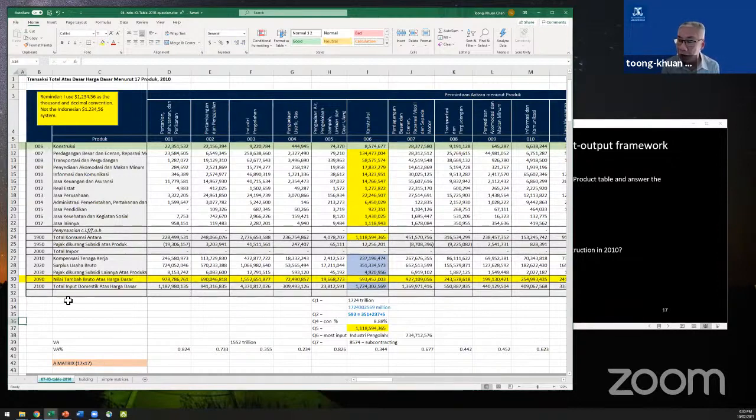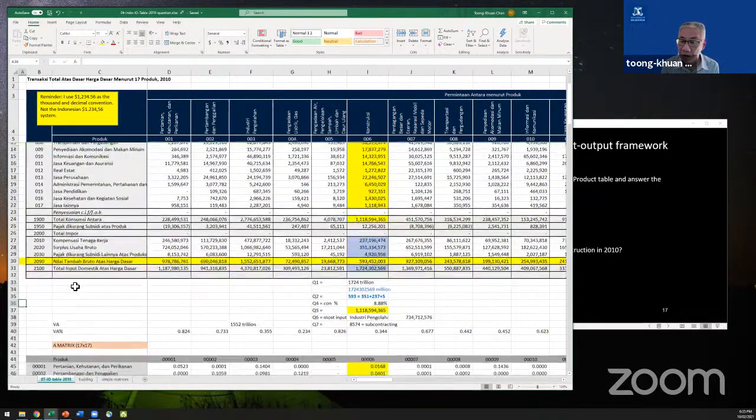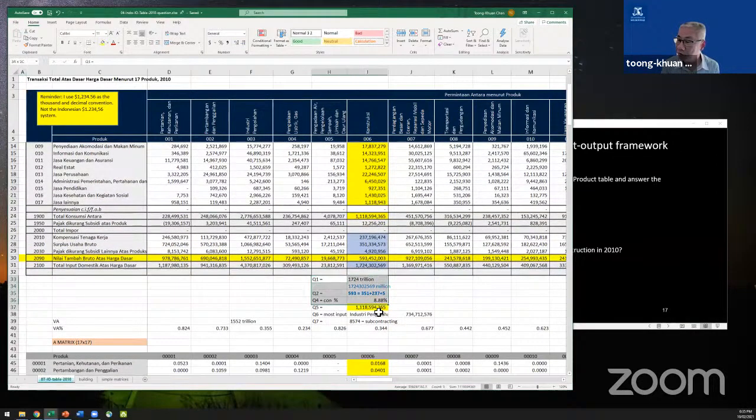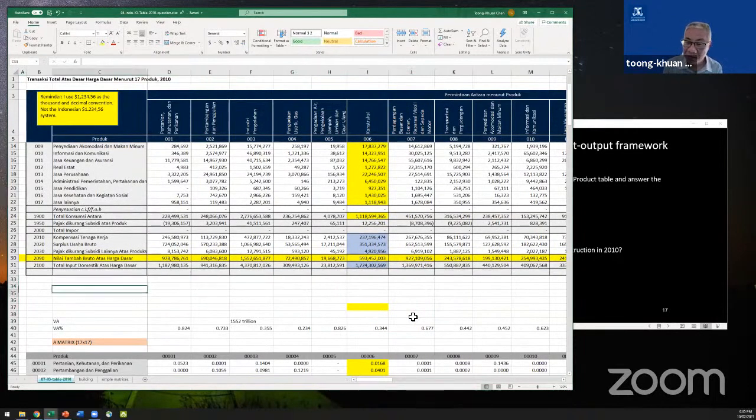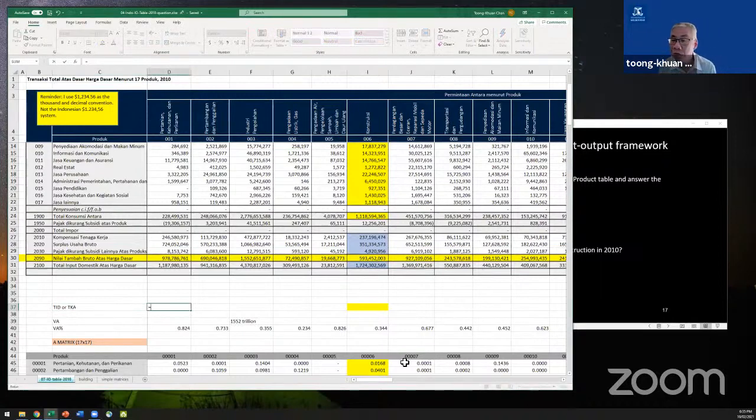So what I'm going to do now is delete a few of these answers. Total intermediate demand as a percentage. So what I'm going to do is total intermediate demand, or total konsumsi antara, TKA, in Bahasa Indonesia, equals this divided by this.